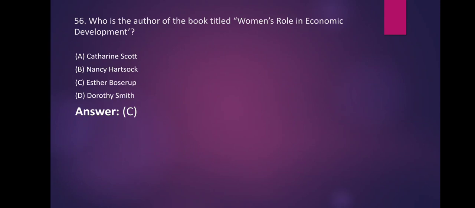Who is the author of the book titled Women's Role in Economic Development? Option A, Catherine Scott. Option B, Nancy Hartsock. Option C, Esther Boserup. Option D, Dorothy Smith. Here the correct answer is option C, that is Esther Boserup.